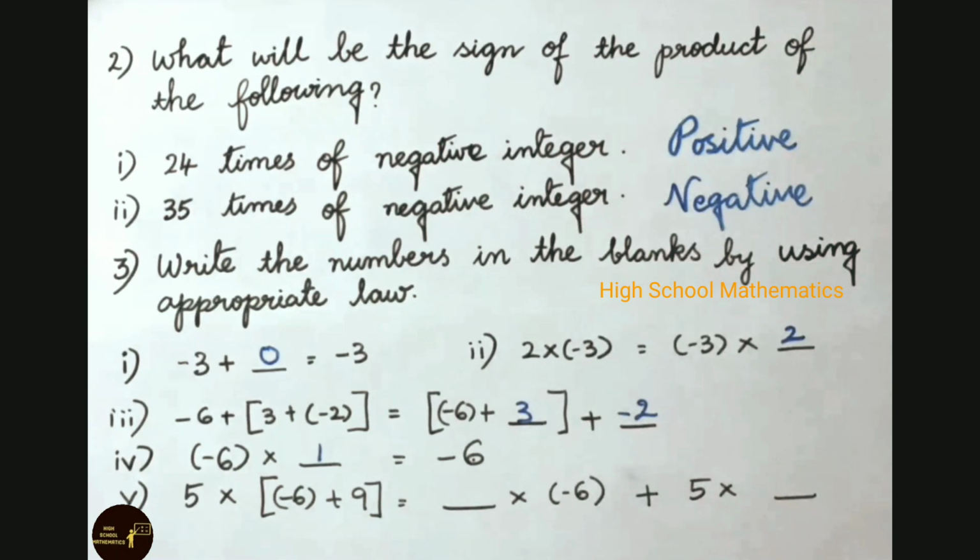See now the fifth one, 5 into minus 6 plus 9 equals blank into minus 6 plus 5 into blank. So this is looking like the distributive property of multiplication over addition. 5 into minus 6 plus 9, that is a into b plus c equals a into b plus a into c. The a value is here 5. So write down here a into b, that is 5 into minus 6, plus a into c, that is 5 into 9.